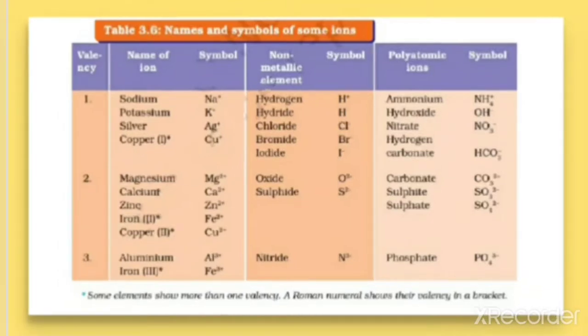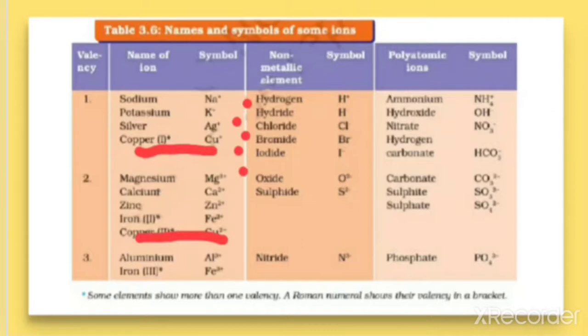Ions have charges, either positive or negative. In the case of the sodium ion, there is one positive charge. So one positive charge means the valency of sodium is 1. Potassium, 1 positive, means the valency is 1. Silver, 1 positive, valency is 1. Copper can have 2 valencies here. In this case copper has 1 positive charge, but in this case copper has 2 positive charge. So copper can have 2 possibilities, 1 or 2.